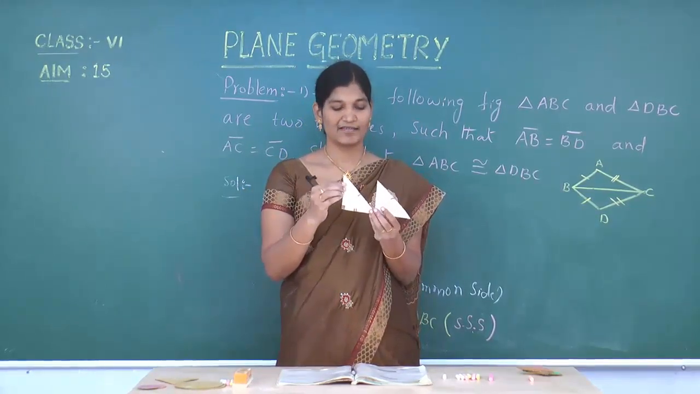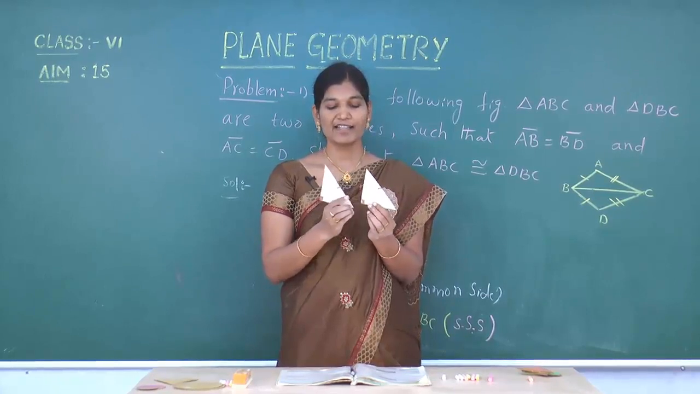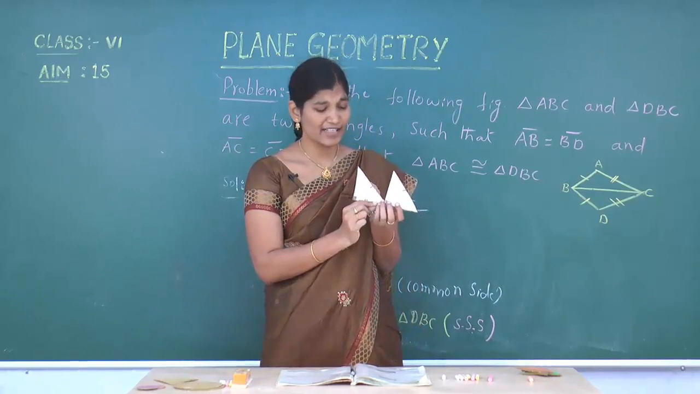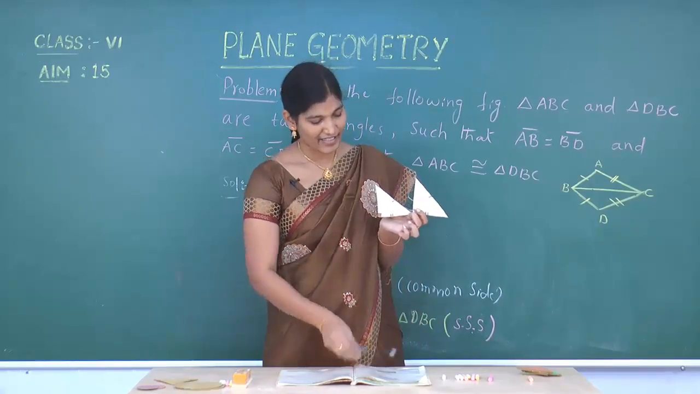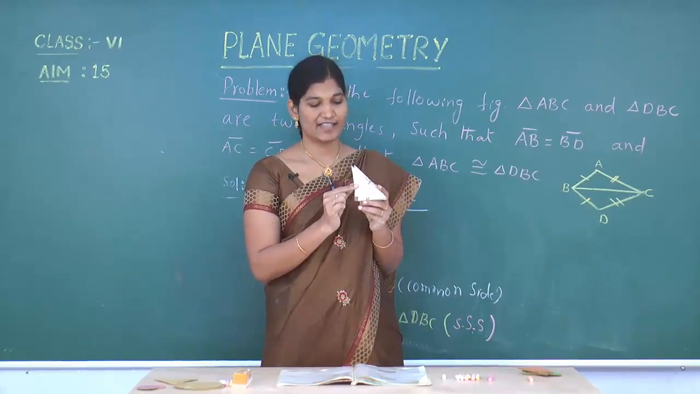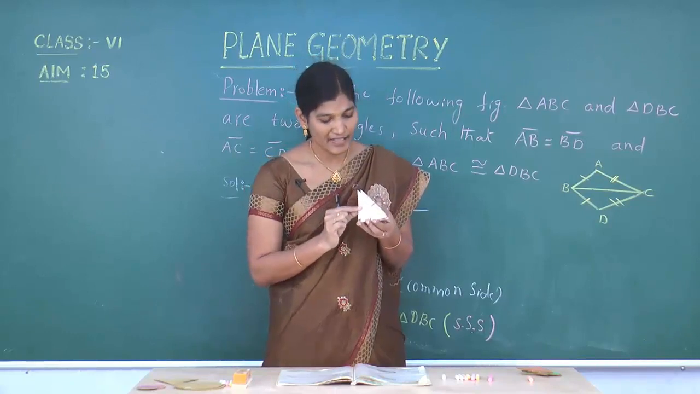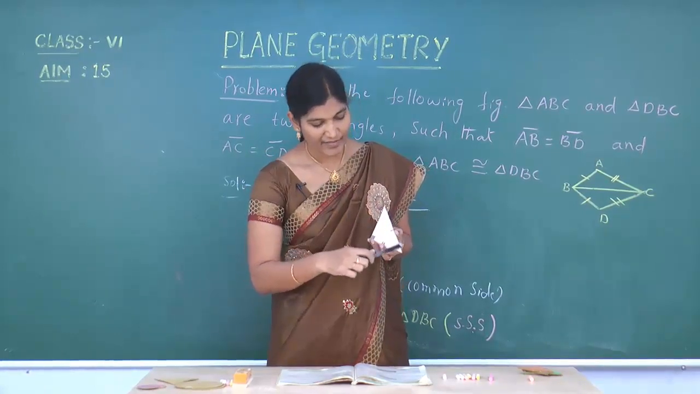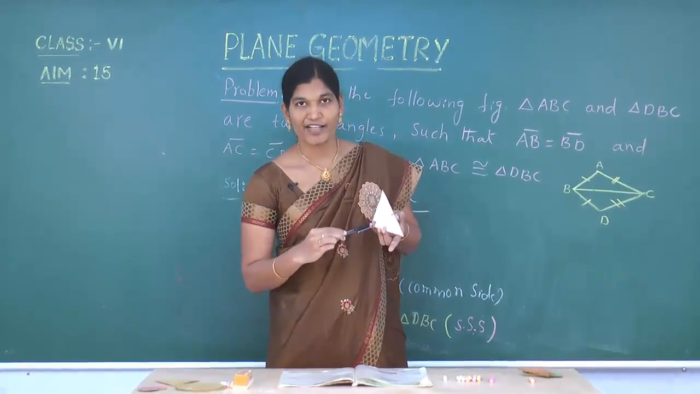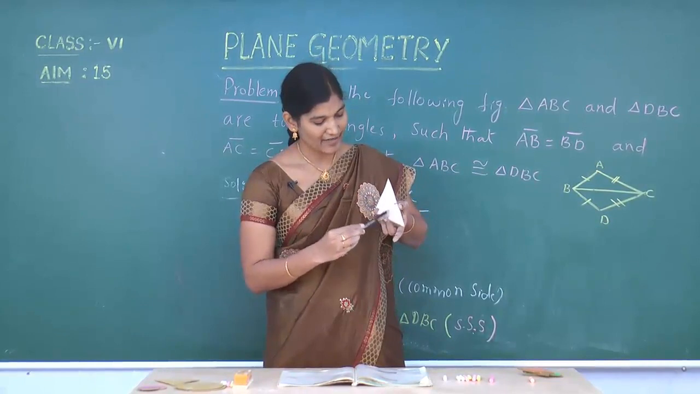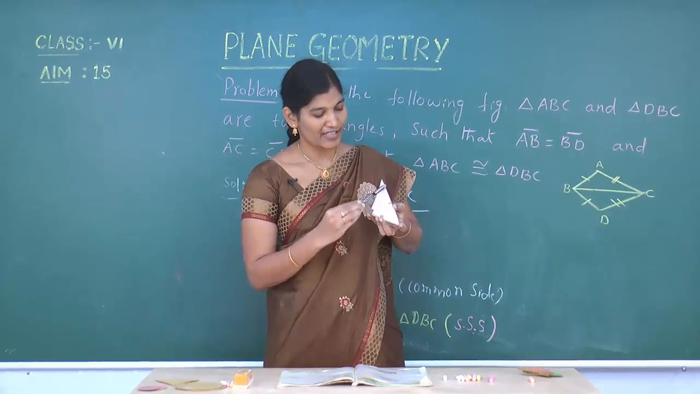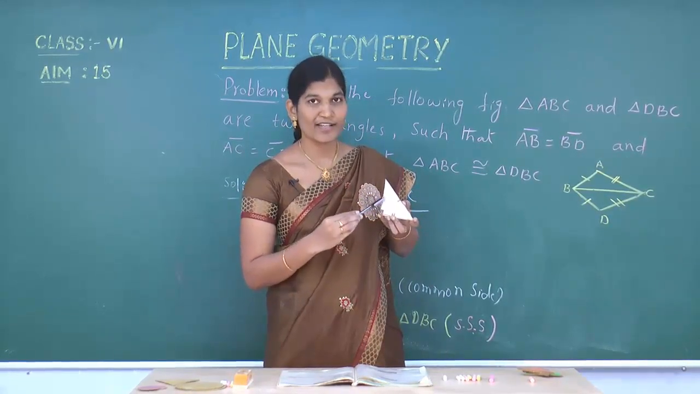Observe this. What type of triangles are these? Yes, these are right angle triangles. How can we say these are right angle triangles? Yes, here the angle is 90 degrees. What is the hypotenuse in this triangle? Yes, the hypotenuse is obviously this one. Why? Because the side which is opposite to the right angle is called the hypotenuse. This is the hypotenuse. These two are the remaining sides.